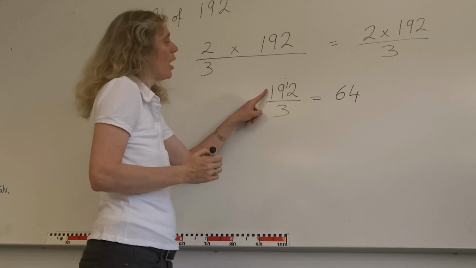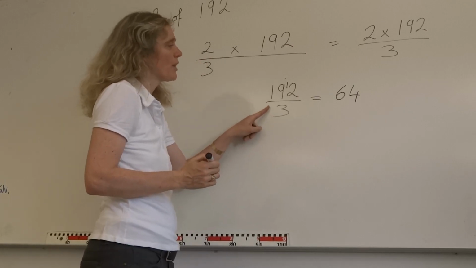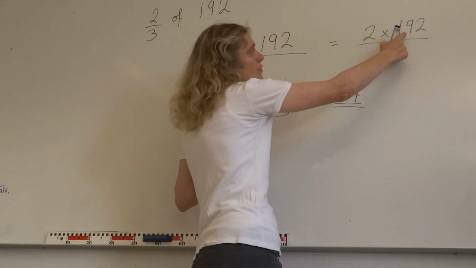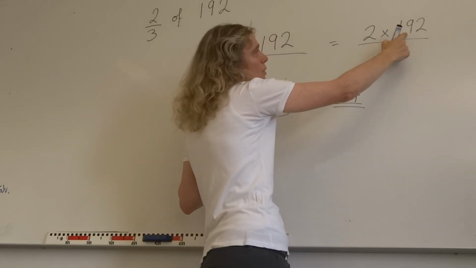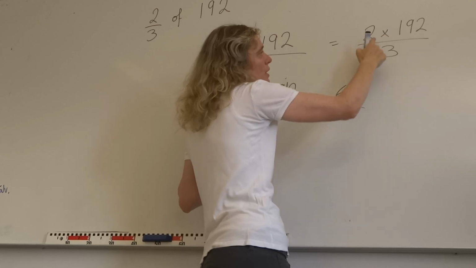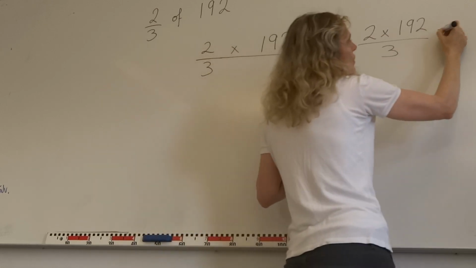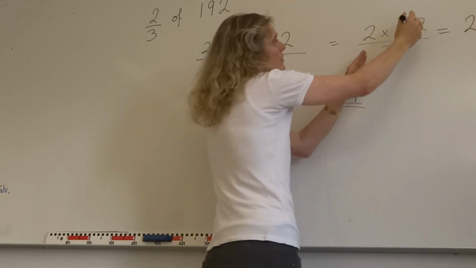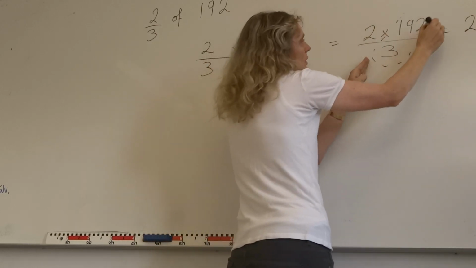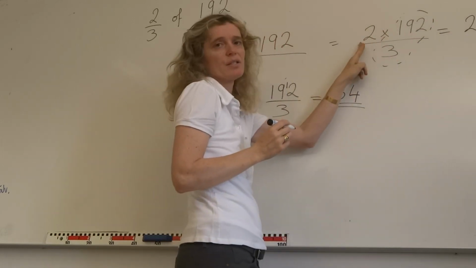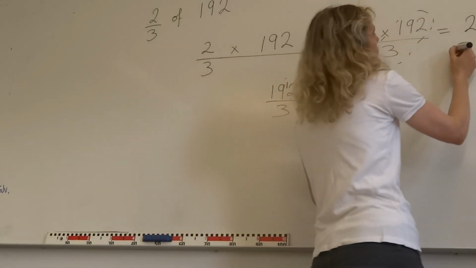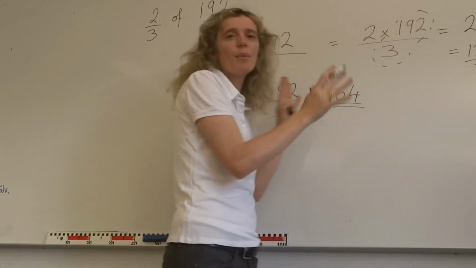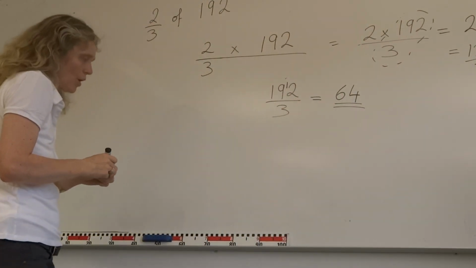So 192 divided by 3 is 64. But we didn't want to know what 192 divided by 3 was. We wanted to know what 192 divided by 3 times 2 was. So this is going to give us 2 times 64. We've done this part of it. We now have to finish off the rest of it. 2 times 64 is 128. And this is how we could do the fraction all in one go.